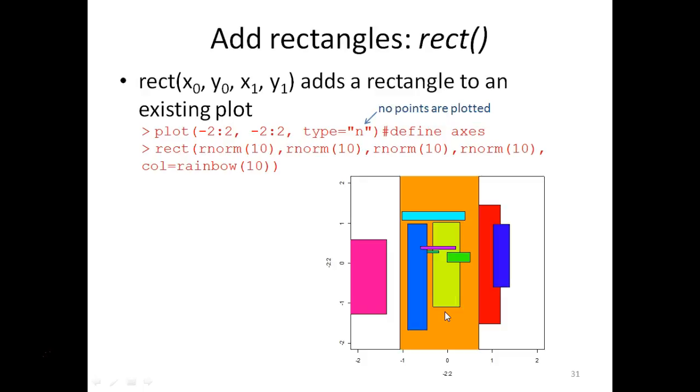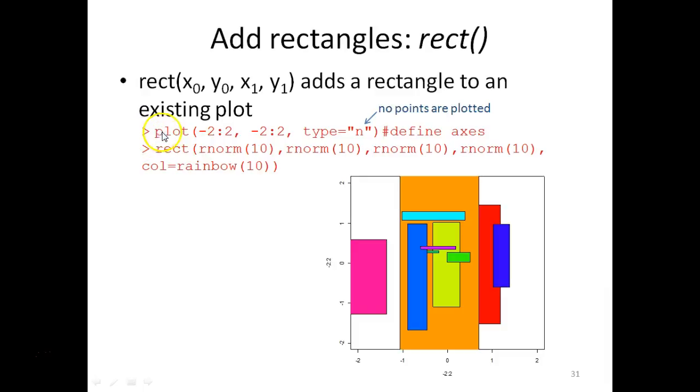If you would like to add rectangles to an existing plot, you can use the rect command. And the rect requires 4 values: an x value, a y value, and then another x value and another y value. And if you provide these values, R gives you a rectangle.